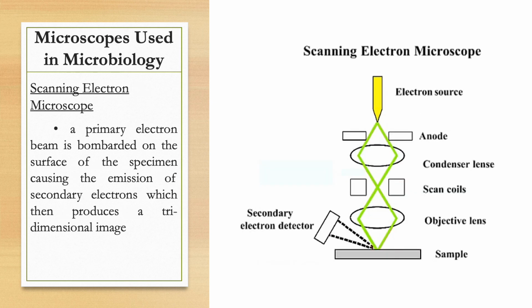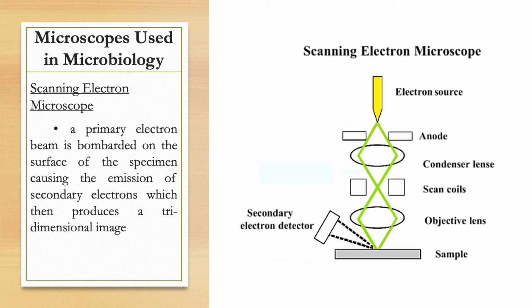Then we have the scanning electron microscope. And in contrast with the transmission electron microscope, which is used to see the insides of the cell, the scanning electron microscope is usually used to see the outside or the external structures of the cell. Alright, so a primary electron beam is bombarded onto the surface of the specimen, causing the emissions of secondary electrons, which then produces a tridimensional or 3D image.